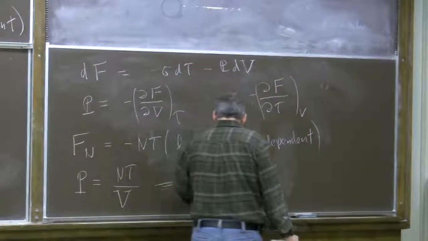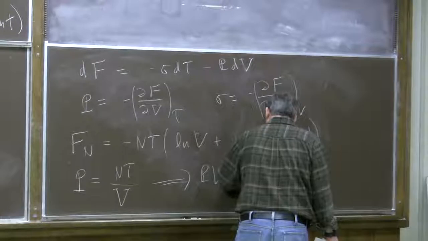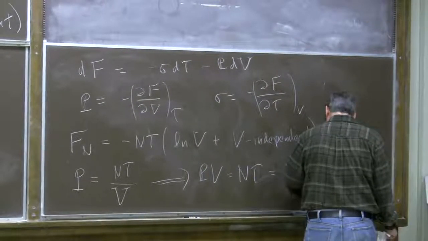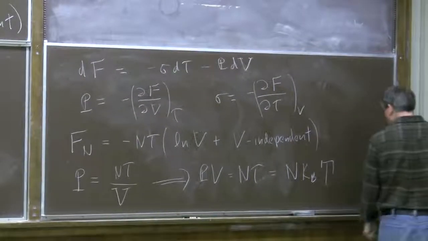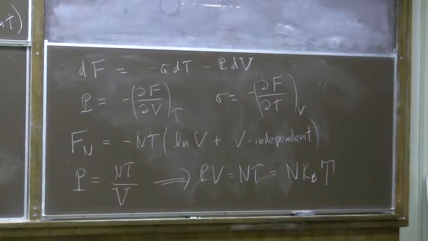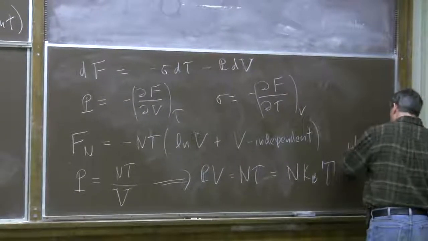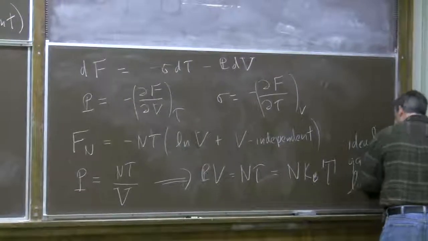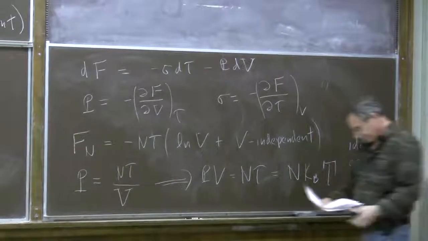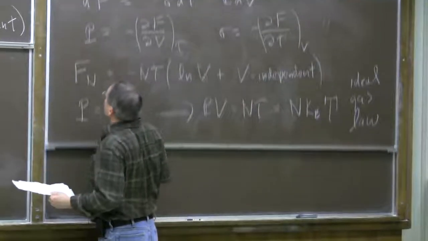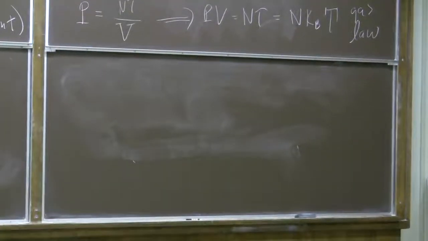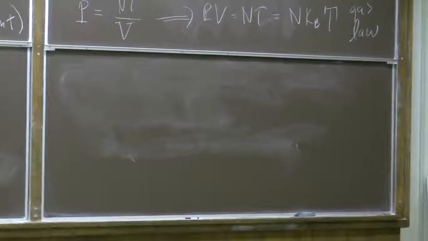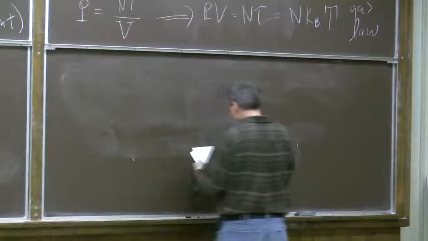So in other words, pressure times volume is equal to number of particles times temperature, or in terms of conventional temperature, Boltzmann's constant times temperature, which is the ideal gas law. Okay. So that was nice. Let's figure out what the entropy is.